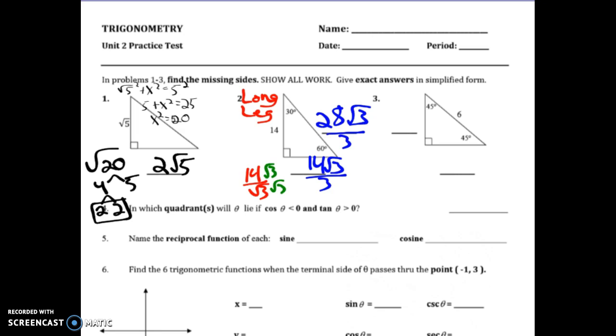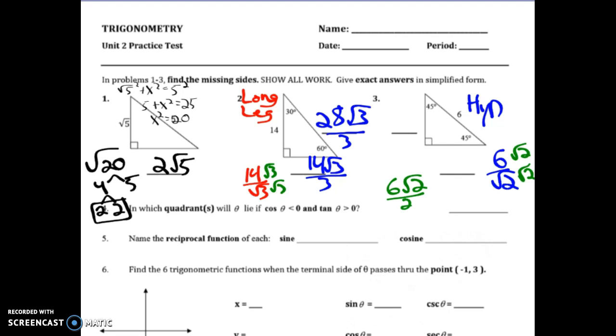So I'm going to go ahead and take a look at my 45, 45, 90 pattern. They give me the hypotenuse. If I want the legs, I have to divide that number by rad 2. Again, I run into the exact same issue. I don't like having a rad 2 on the bottom, so I have to simplify that by multiplying rad 2 to top and bottom. Ooh, not rad 6, rad 2. I goofed. My apologies. So this turns into a 6 rad 2 all over 2.